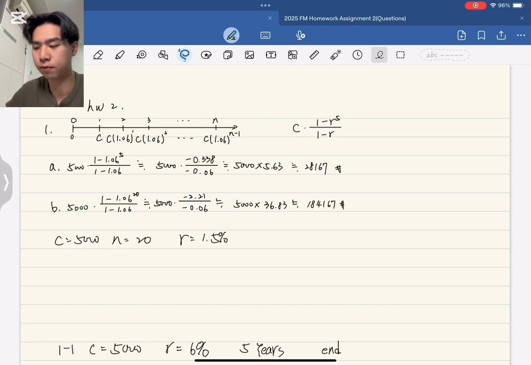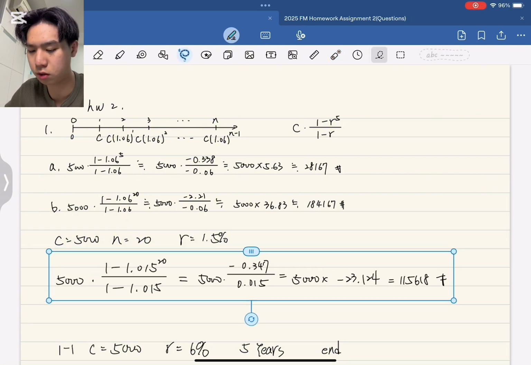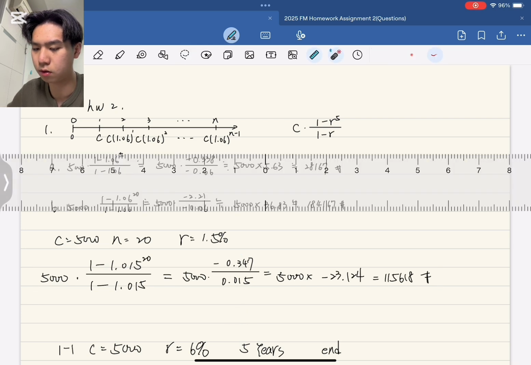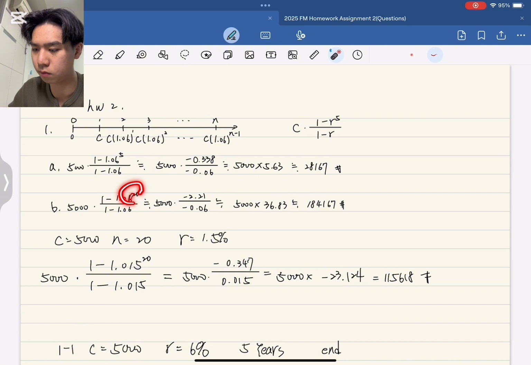No. Sorry, last time I used the wrong interest rate. This is correct. Here, the interest rate is not 6%, it's 1.5%, because we receive the money each quarter, and the 6% is the interest rate per year.